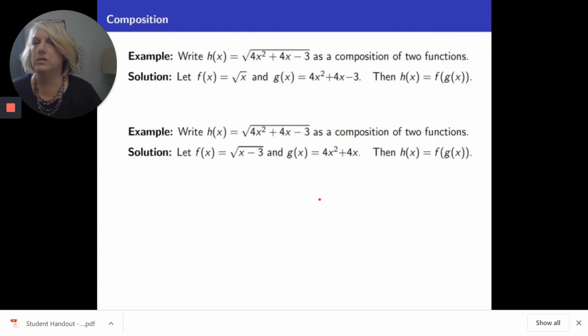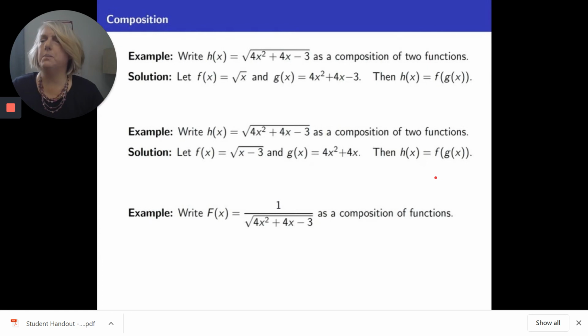But we could also do this in a separate way, and we could kind of leave the inside function as this part right here, the 4x squared plus 4x, and leave the minus 3 as part of the outside function. So whatever we take out, and think of that as g of x, that's the input where the x would go, and that's why it's x minus 3. And so that would be another way to do that. And it really just depends on what we're doing and what would be better for what we're doing. So there would be different ways of doing it. You're just getting familiar with it right now.